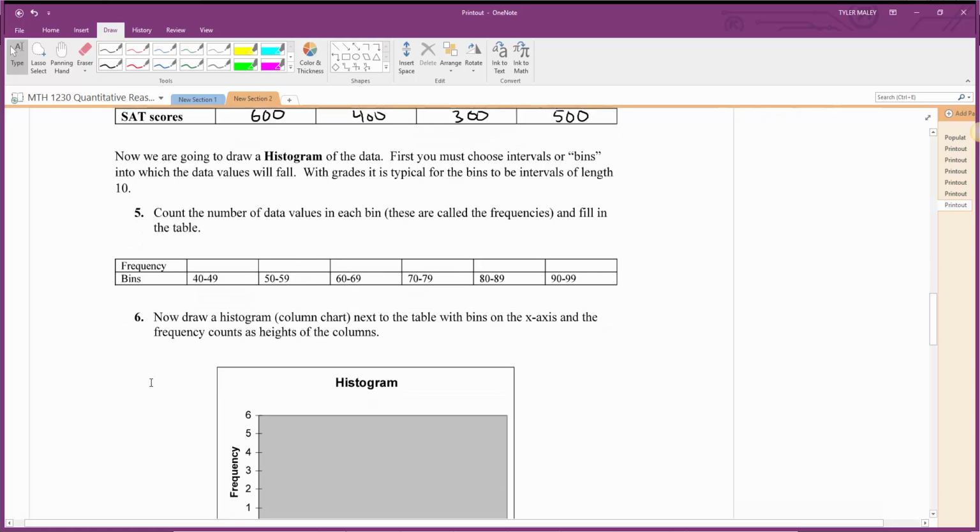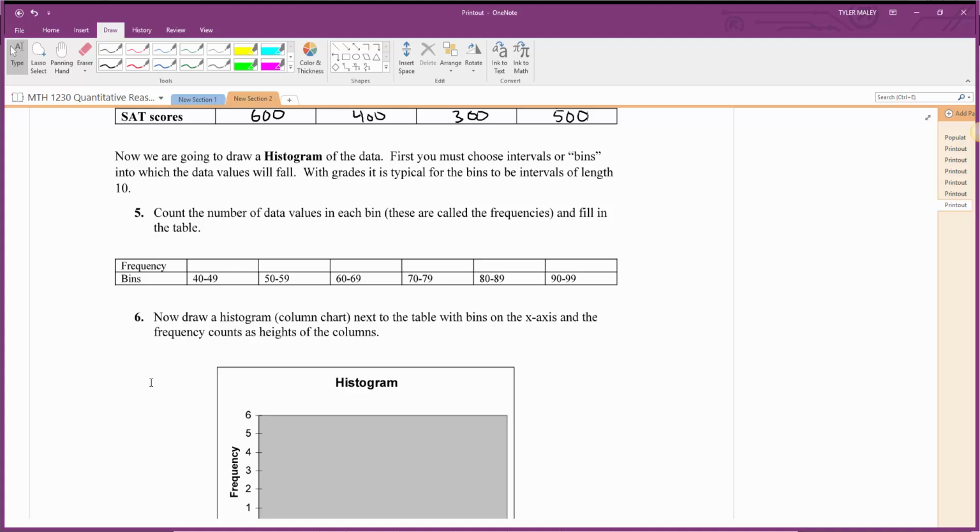So now we're going to draw a histogram of the data, right? So we're still working with the same data set. We want to draw a histogram. So it says first you must choose intervals or bins into which the data values will fall, right? So we can pick different bins or intervals that we want. However, I'll pretty much always just give those to you when I'm asking you to draw a histogram. But if you were to pick something different, the histogram would still be accurate, right? As long as you're doing the procedure correctly.